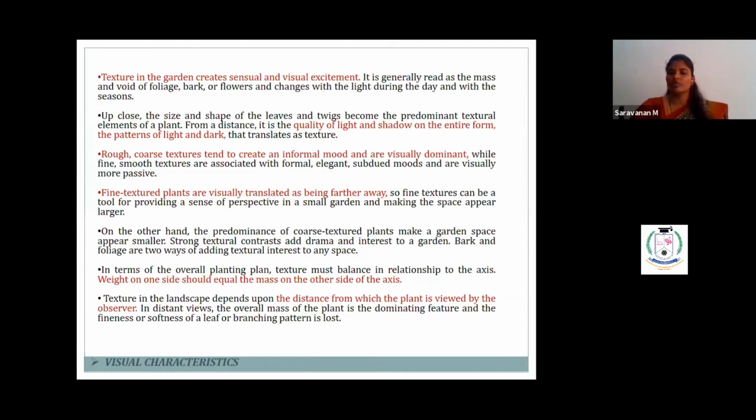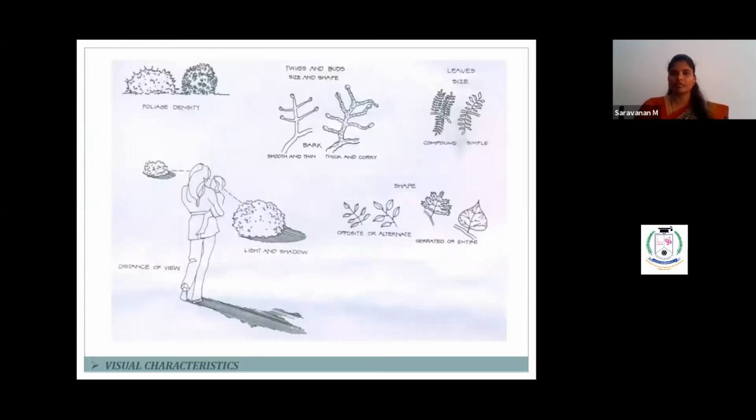Some things, when we plant or design to be axial, all of it has been changed. So for distant viewers, the overall mass of the plant is the dominating feature, and the fineness of the softness of the leaf and the branching pattern is lost. So these are the different types of visual characters which we've seen.